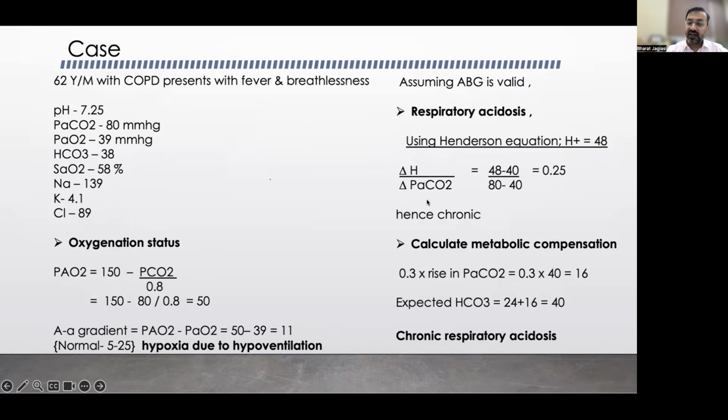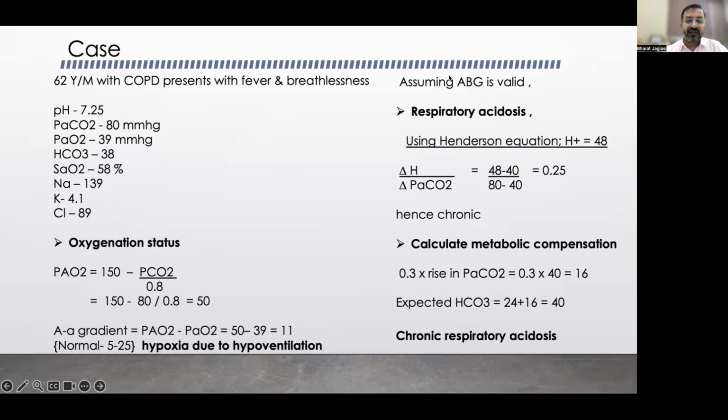Assuming the ABG is valid, we look at the Henderson's equation, that is delta H over delta PCO2, which is somewhere around 0.25, less than 0.3. That means it's a chronic one. Now we calculate the metabolic compensation as per the formula. The expected change would be somewhere around 16, so bicarbonate 24 plus 16, which is correct. So this is a chronic respiratory acidosis.